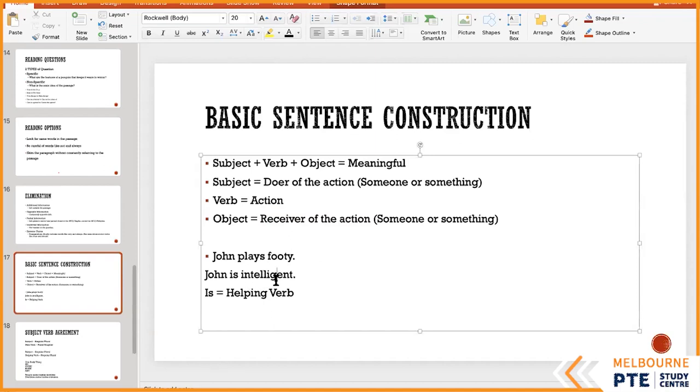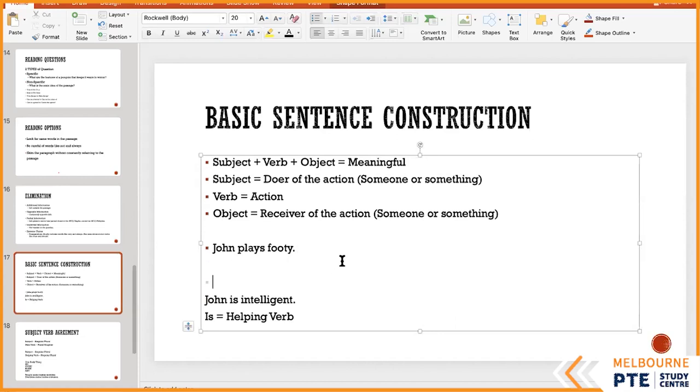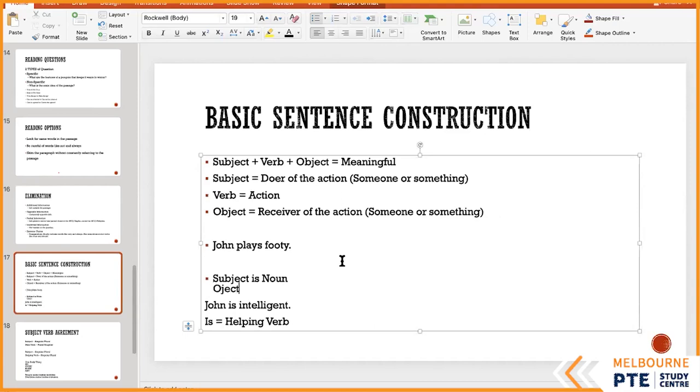Can an object be an adjective? Yes. What did I say? A subject is what? An object is what? So, why are you saying that an object can be an adjective? Remember, it's a receiver of the action, someone or something. Is intelligent something or someone? The word intelligent, is it someone or something? It's not. It's just a description.